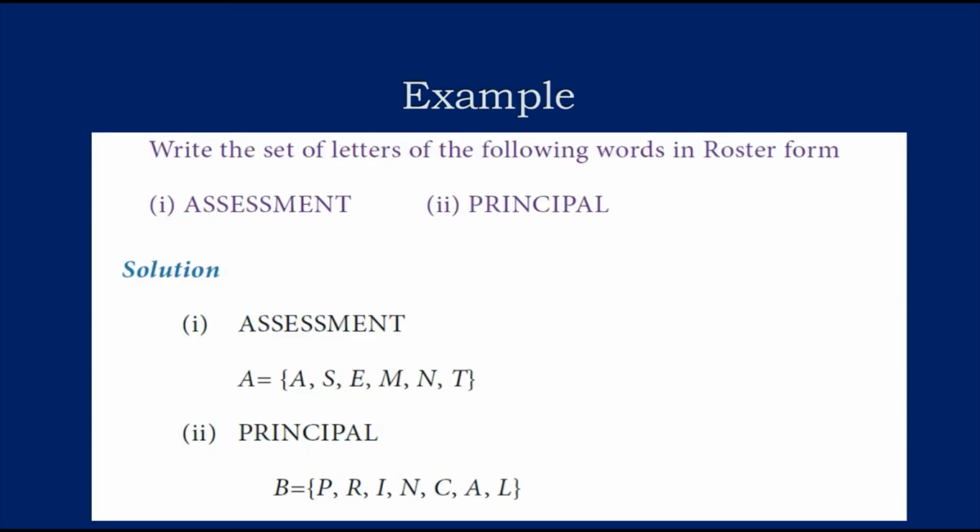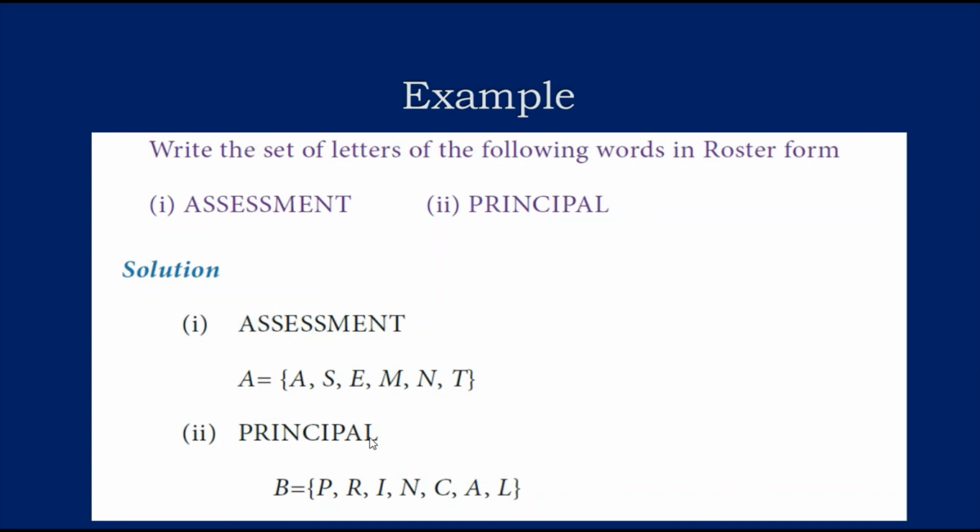Example, write the set of letters of the following words in roster form. First one, assessment. Second one, principal. Here's the solution. In first one, assessment, we can consider A as a set. Here A is equal to {a, s, e, m, n and t}. An element can be written only once. No need to repeat it again. Here in assessment, 4 s's are present. It is enough to write s once. Here 2 e's are present. It's enough to write e once.